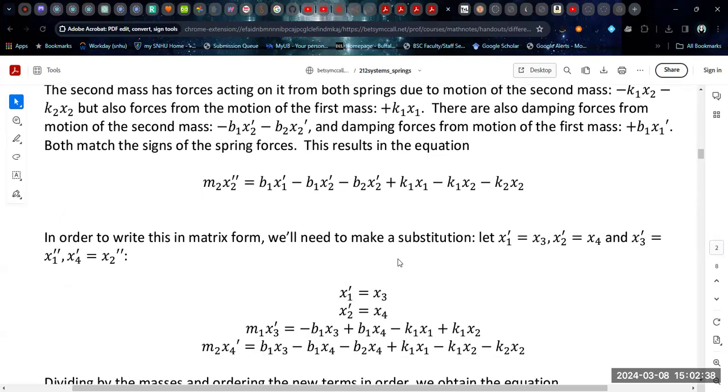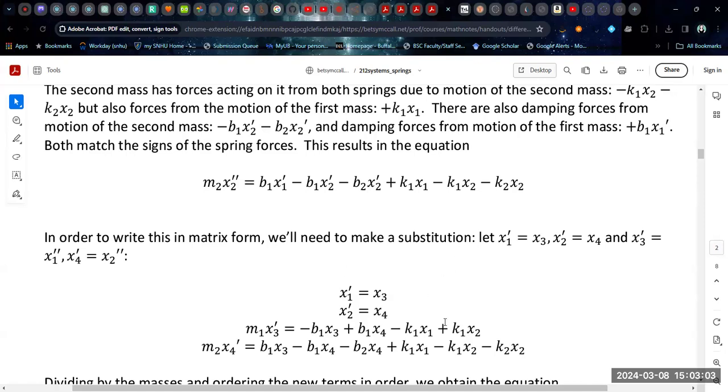And so when we put that all together, we have our 3 components: motion of mass 1 on the first damper, and then motion of mass 2 from the first damper, motion from mass 2 on the second damper, and then spring forces from the motion of mass 1 and spring forces from the motion of mass 2 on both springs.